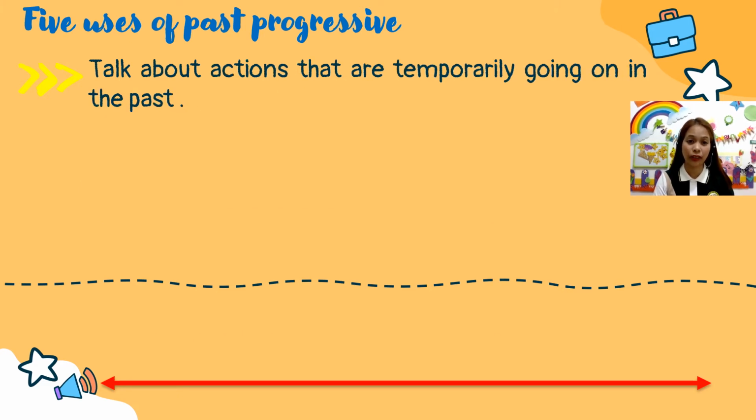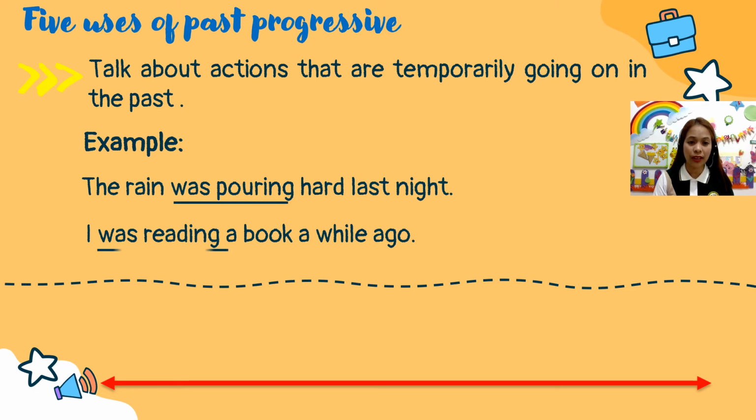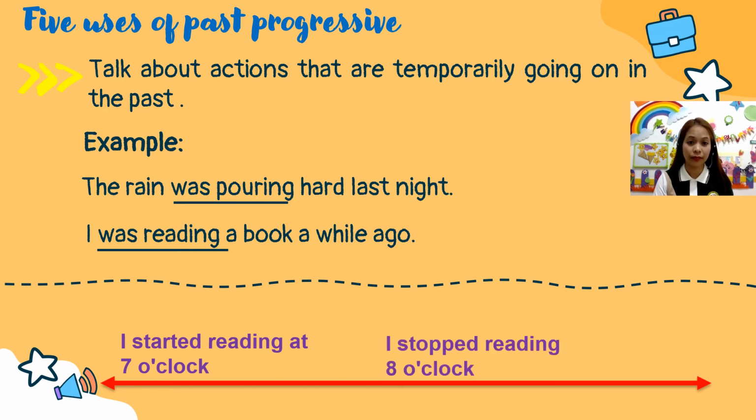next one is to talk about actions that are temporarily going on in the past. Example, the rain was pouring hard last night. I was reading a book a while ago. In this example, was pouring and was reading are both in past progressive tense. Perhaps I started reading at 7 o'clock, but I stopped reading at 8 o'clock because maybe I was just tired or maybe I needed to do something.